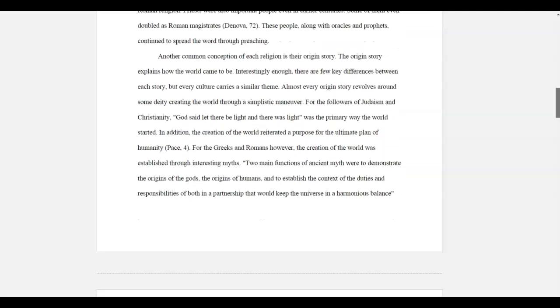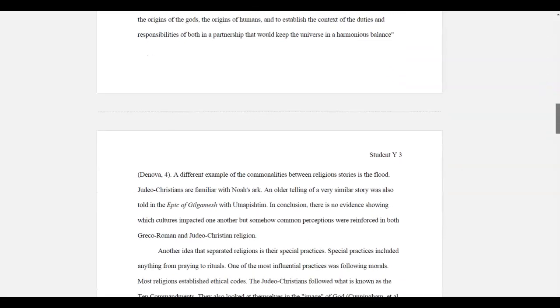Likewise, as you go through, here's a direct quote that is offered, again from Pace. Another direct quote is offered here. You'll see it starts with two main functions. Harmonious balance is the end of it. Then there is the citation in parentheses, and then the period. The period does not go after the quote. It goes after the citation.